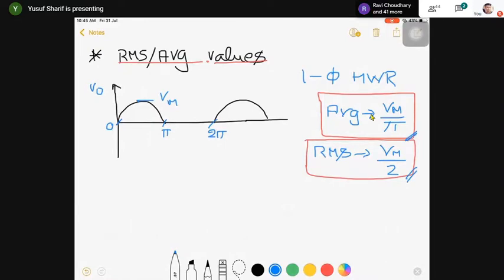Okay. So this is fine. I have given you the result directly, but how to calculate an average value? How do you calculate an average value? Can anyone tell how to get this result, the average value? How to get this result?